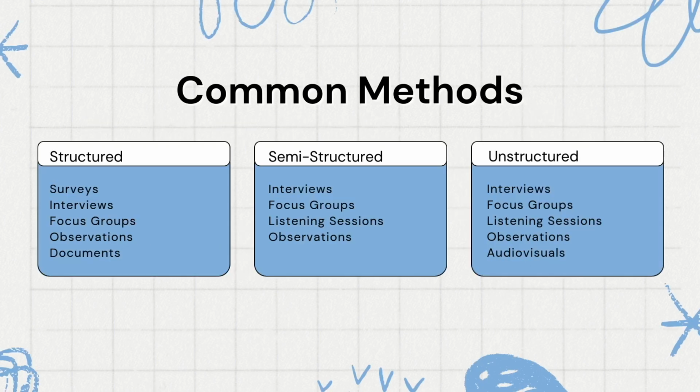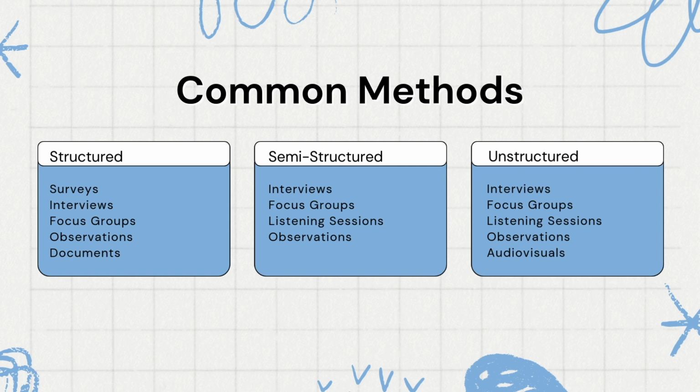Here are some common methods that are broken down into 3 different approaches. Structured methods have predefined frameworks that are followed strictly. The questions are often closed-ended and specific, like asking the same questions in the same order to all participants. These structured methods include surveys, interviews, focus groups, observations, and document review.